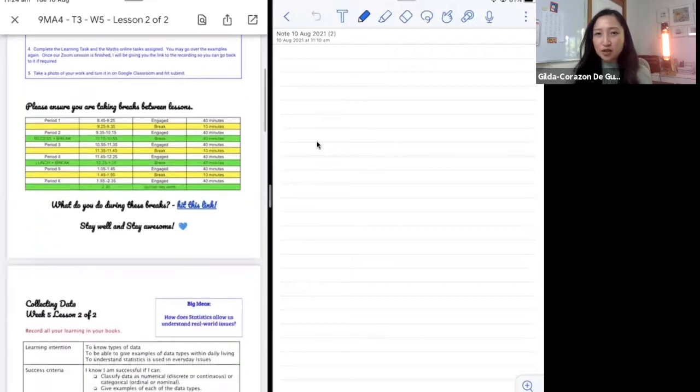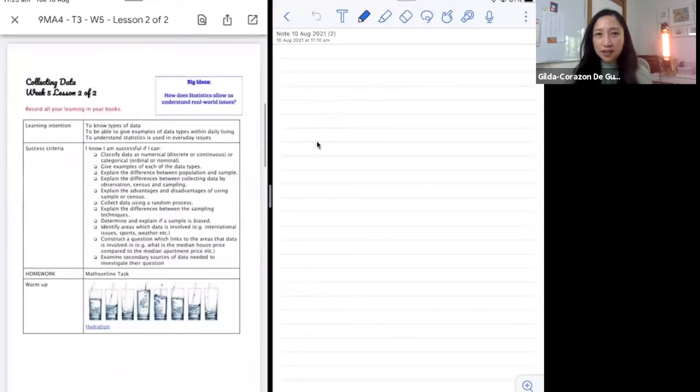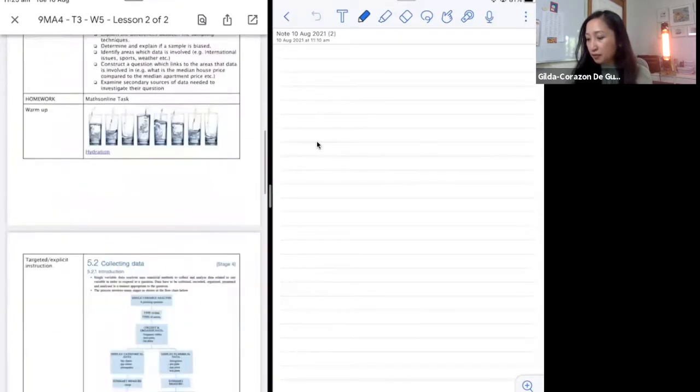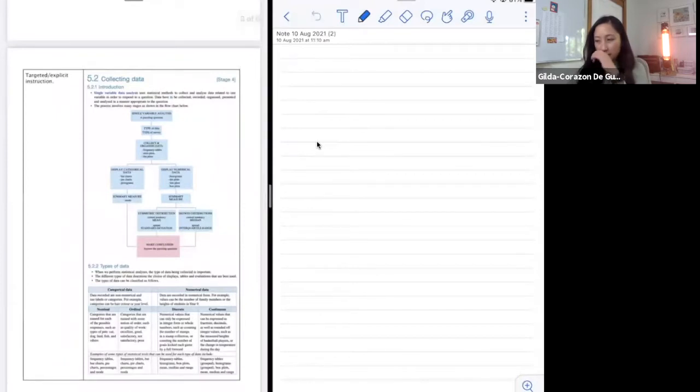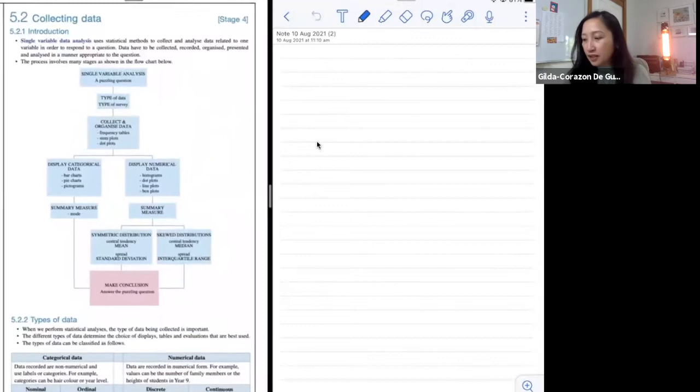We'll be starting a new topic. The topic would be on data. Most of these would be something that we've done in Year 7 and 8 as well, but the new ones will be starting from tomorrow, okay? Specifically in Year 8, we talked about the different types of data.